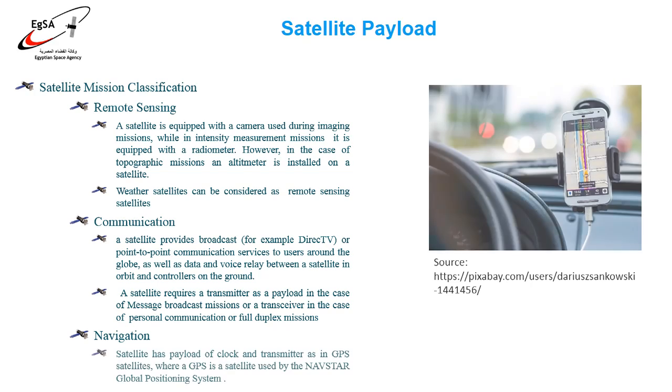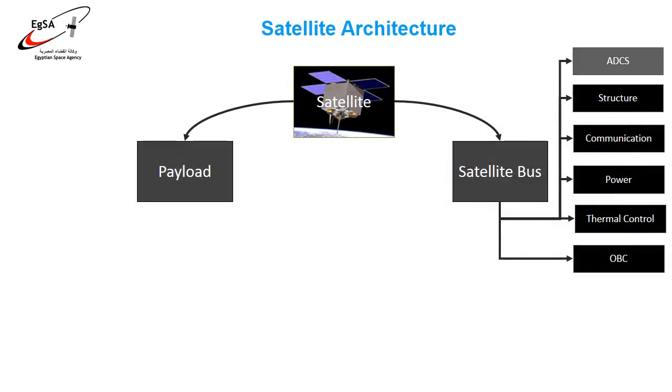Finally, in the case of navigation missions, a satellite has a payload of clock and transmitter as in GPS satellites, where a GPS is a satellite used by the Navstar Global Positioning System. The first satellite in the system, Navstar 1, was launched on February 22, 1978. The GPS satellite constellation was operated by the 50th Space Wing of the United States Air Force. Now we move to the ADCS subsystem.